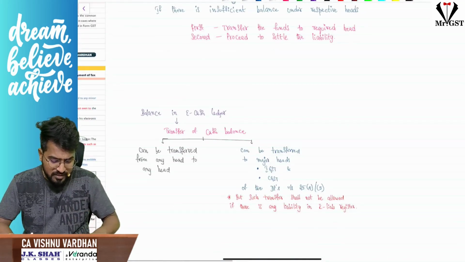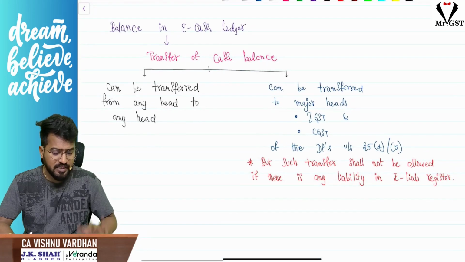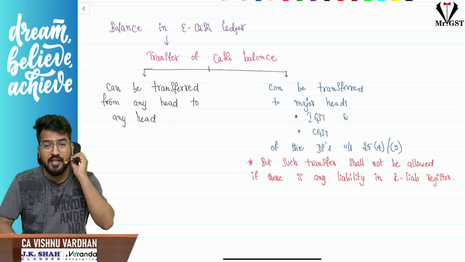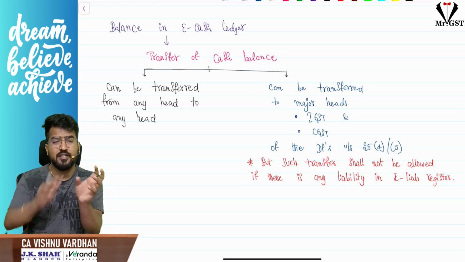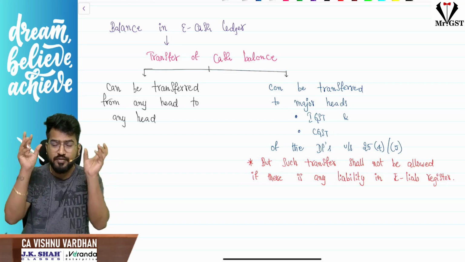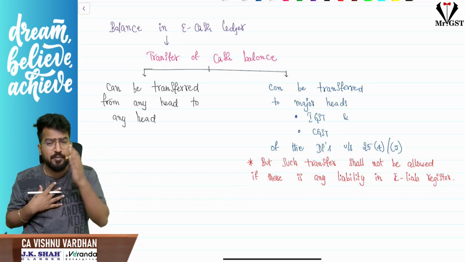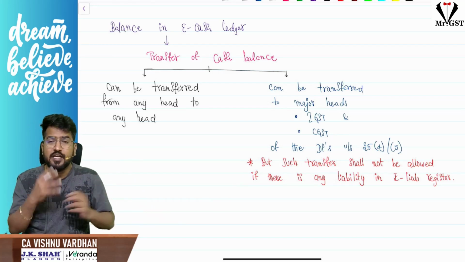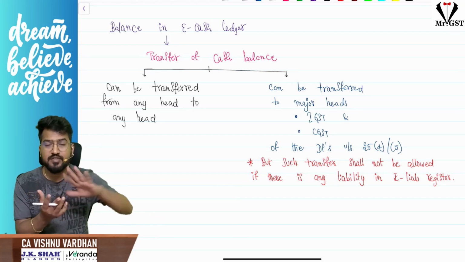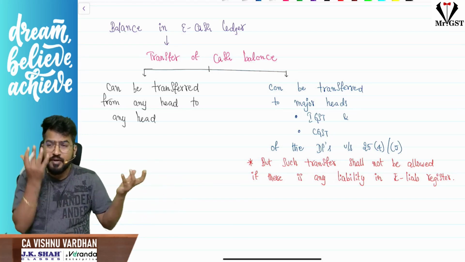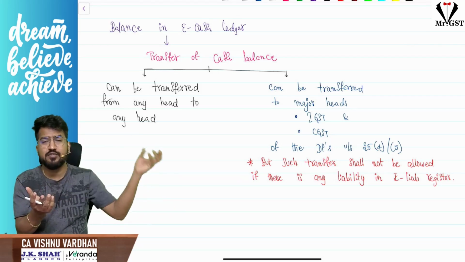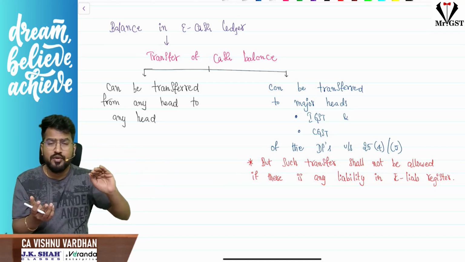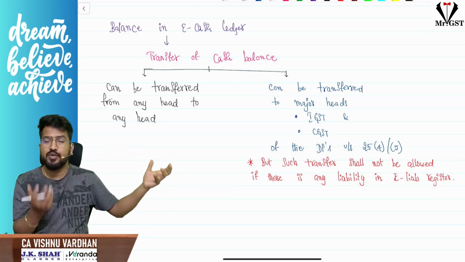One more interesting point: as I told you, balance in the e-cash ledger can be transferred from one head to another head. But also, balance from the e-cash ledger of one distinct person can be transferred to another e-cash ledger of the same distinct person. For example, I have two registrations, Tamil Nadu and Karnataka. From the Tamil Nadu e-cash ledger balance, I can transfer to the Karnataka e-cash ledger, but only to Karnataka IGST or CGST heads. I cannot transfer directly to the Karnataka SGST head.